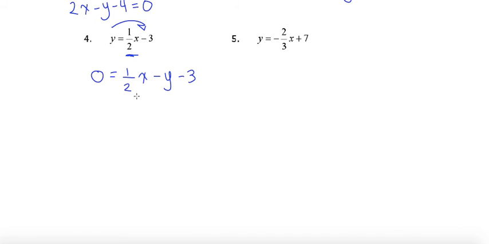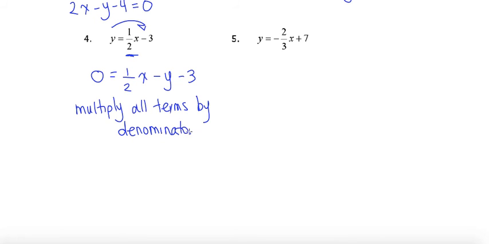So this is an example where our a term is a fraction. We don't want that to be a fraction, so this is where we need to multiply all terms by the denominator. And when I say all terms, I mean all terms. So we're multiplying that 0 by 2, we're multiplying the 1/2 x by 2, we're multiplying the negative y by 2, we are multiplying our 3 by 2, everything, okay?